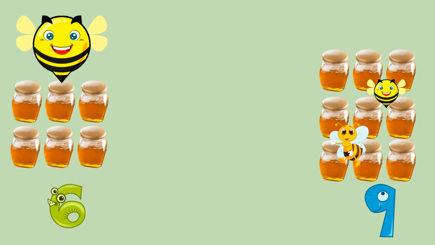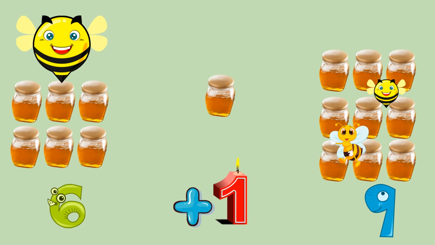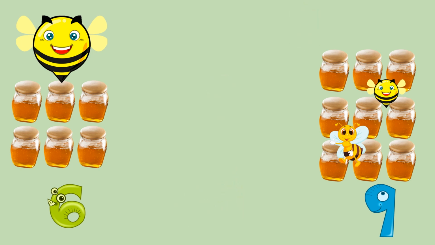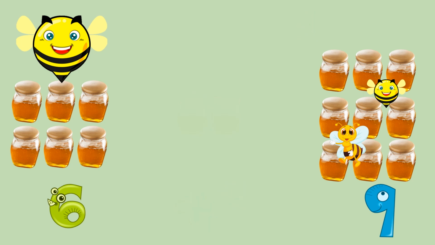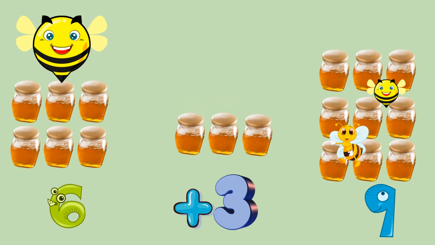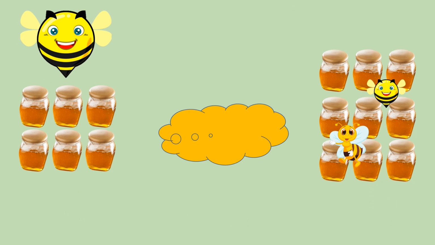Now, if Mrs. B produces 1 jar, then both bees produce 7 jars. But there are not 9. Now, if Mrs. B produces 2 more jars, now both bees produce 8 jars in total. But there are still not 9. Now, if 3 jars are produced by Mrs. B, and her friend already produced 6 jars, now they both produced 9 jars in total. And that's it. Mrs. B produces 3 honey jars.